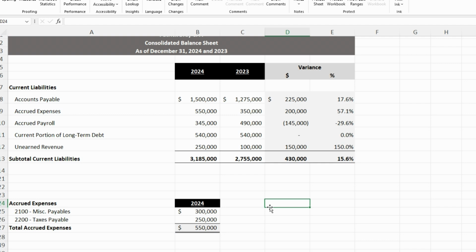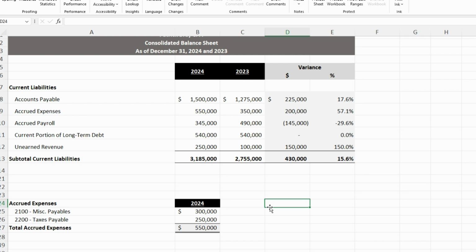Accrued expenses, these are going to be invoices that we have not entered into the accounting software, or we might not even know exactly how much we need to pay. Maybe we have an estimate, but we know we've incurred those expenses, and we want to make sure we put those expenses in the income statement and also as a liability on the balance sheet.